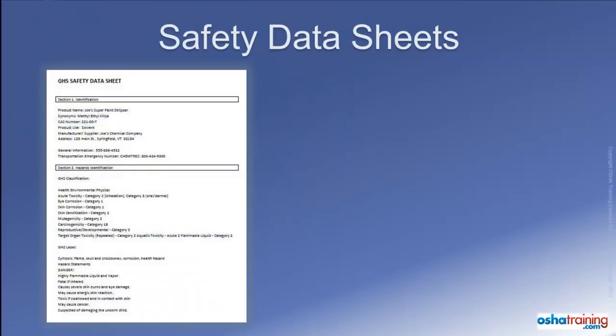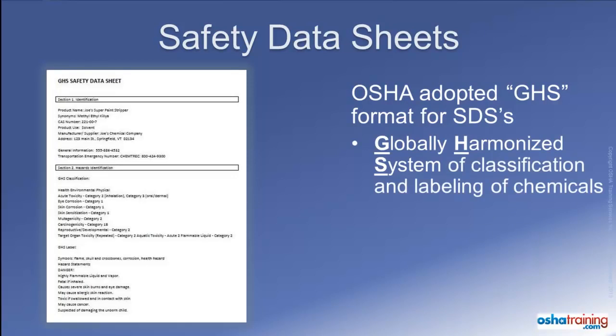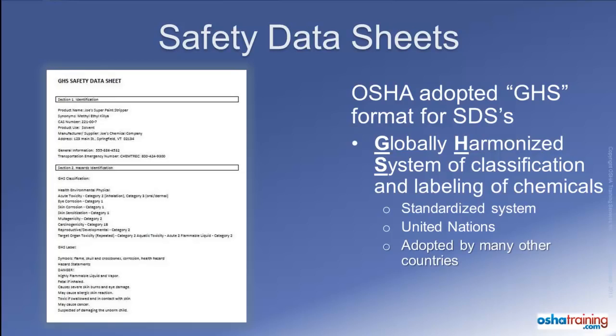As part of the revision to their HAZCOM standard, OSHA adopted the GHS formatting requirements for safety data sheets. GHS stands for the Globally Harmonized System of Classification and Labeling of Chemicals. The GHS is a standardized system, meaning there will be consistency in the information appearing in safety data sheets. This system was developed by the United Nations, which means that once fully adopted and implemented, safety data sheets for products from around the world will be prepared in a standardized format, which is important in our global economy.